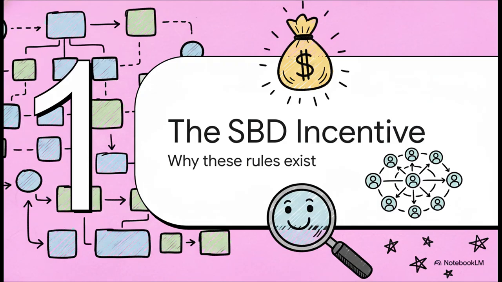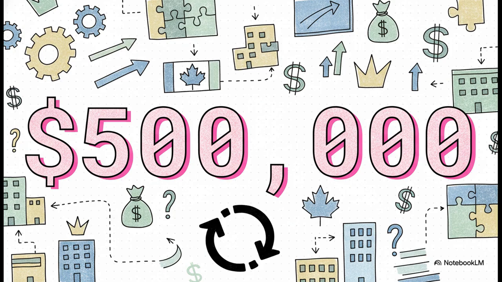To understand the why behind all these complex rules, we first have to understand the powerful motivation for wanting to get around them in the first place. This right here, this is the magic number. It represents a huge tax-saving opportunity for Canadian businesses. But, and this is a big but, the government has built a pretty complex web of rules to control exactly how you can use it.